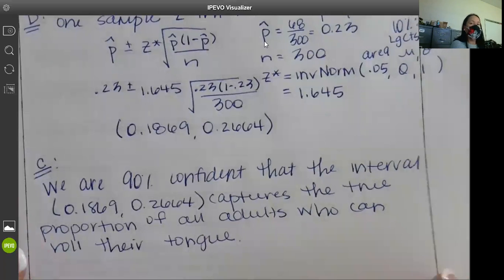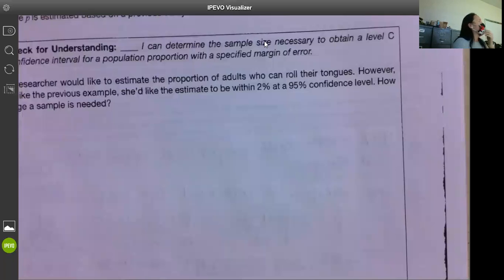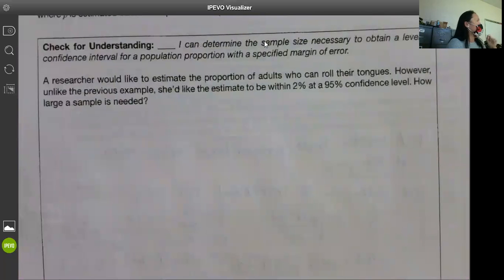All right. Everybody good with this one? The next one, I actually did 2 different ways, and I think you would get full credit for both ways on your AP exam. And here's why. When I did it the first time and I was working it out, it says the researcher would like to estimate the proportion of adults who can roll their tongue. However, unlike the previous example, she'd like to estimate to be within 2% at a 95% confidence level. So I used the same proportion from the first one because it was talking about rolling their tongues.